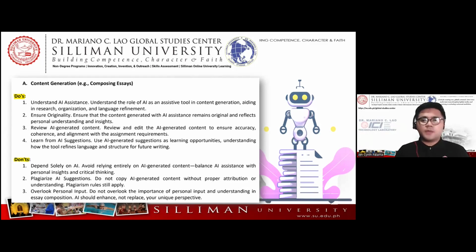There's no problem with getting information from AI, but I want you to really read the response of AI and write it in your own way of understanding. This will help us do the second do's, which is to ensure originality of our work. The third do's, in terms of content generation, is to review AI-generated content. Review and edit the AI-generated content to ensure accuracy, coherence, and alignment with the assignment and requirements.